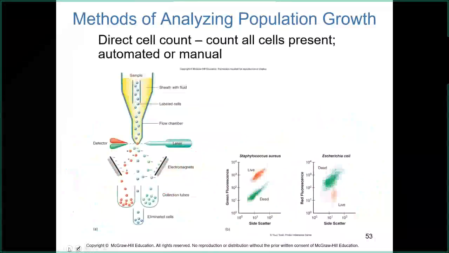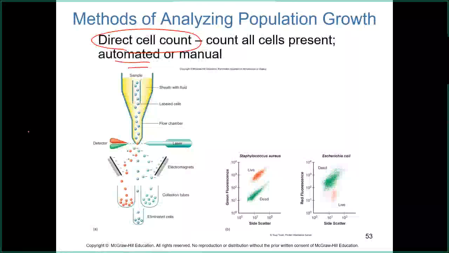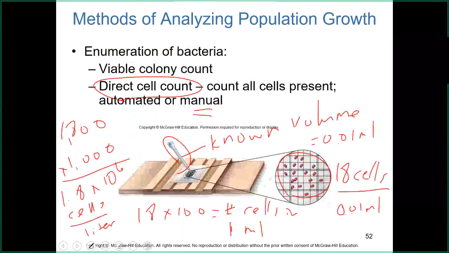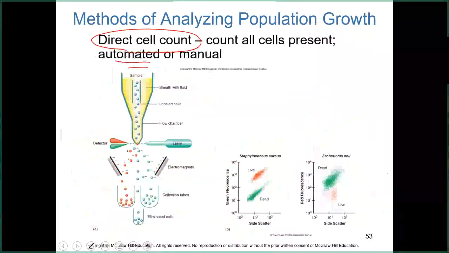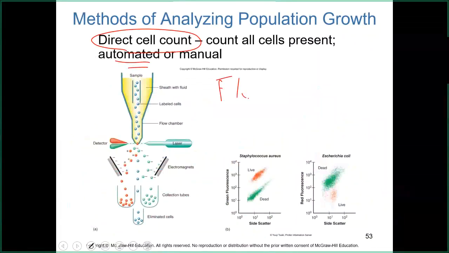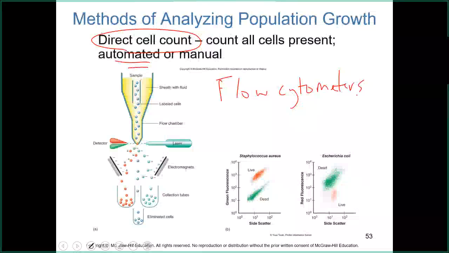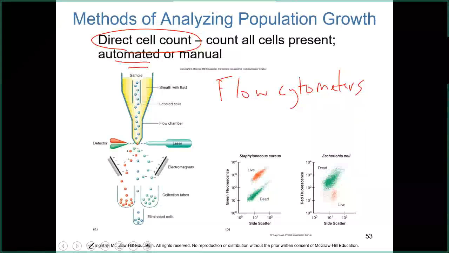And then you can use a direct cell count method that's automated. So this one back here is manual. This is an automated system. They use machines called flow cytometers. I've never used one, but I had a friend who actually sold them. They can count blood cells. They can count different cells using these. And they have them set up to count bacteria.